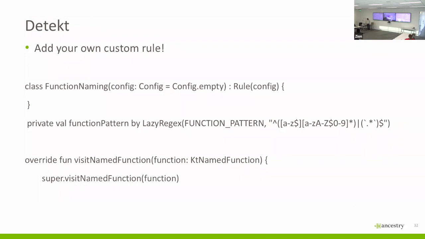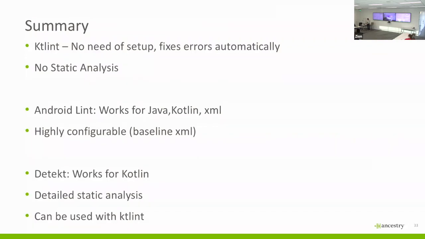So to summarize and compare KtLint, Android lint, and detekt: KtLint requires no setup. It's just a matter of getting it from the link that I showed you from their website. The advantage is it fixes errors automatically when it can. Sometimes it can't, as you saw. But it doesn't perform any static analysis, even though they have the word lint in it. It's kind of weird.